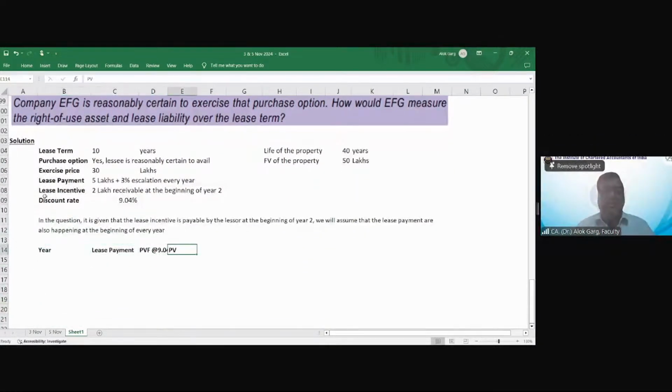How many years are there? What is the lease term? 10 years. Yes. What is my lease term? 10 years. 1, 2. That's 1.